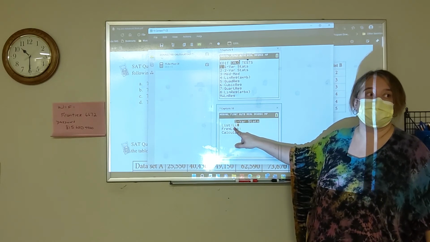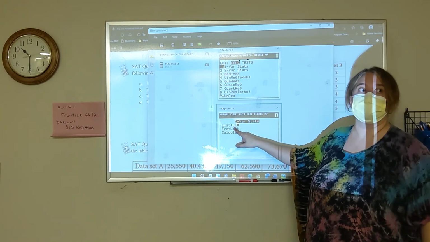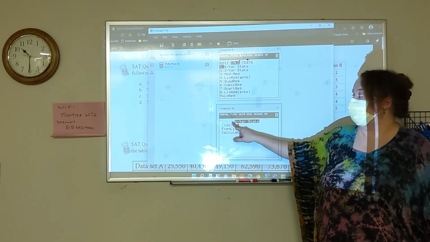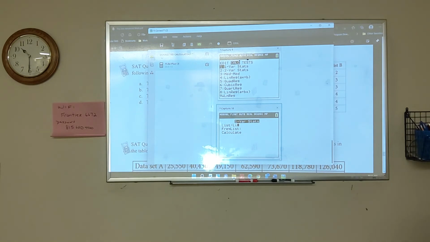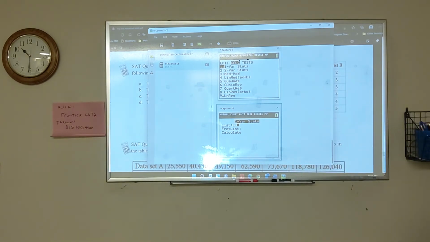Yours doesn't pull that up? Okay, hold on a minute. Let me get everybody else here. If it does not say list one here, then you want to change it to list one. The way to change it to list one is to use your second button, which is blue in the upper left, and then hit the number one. Once it says list one, arrow down to where it says calculate and hit enter.